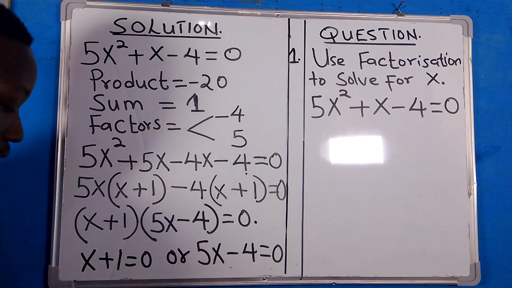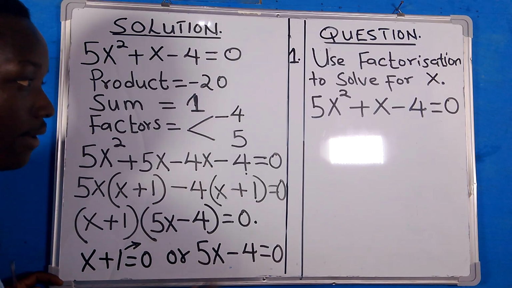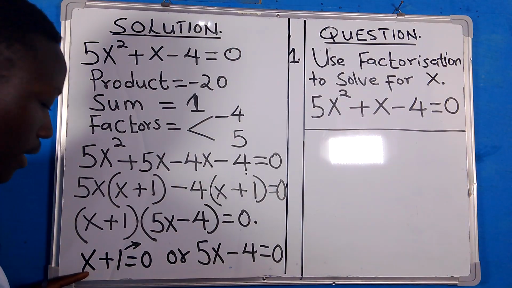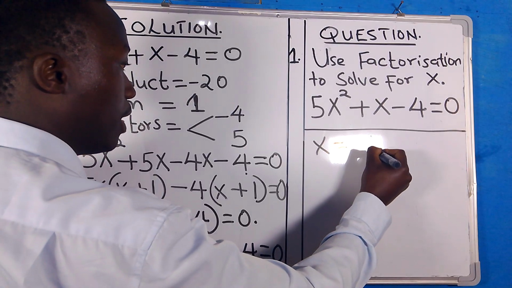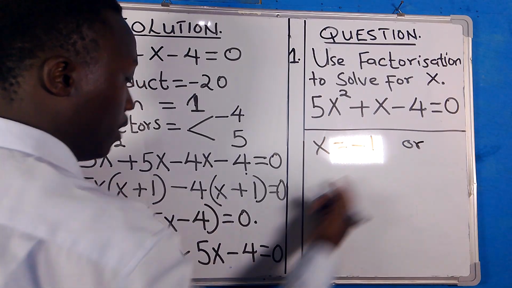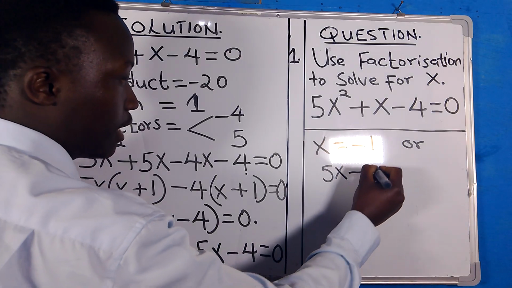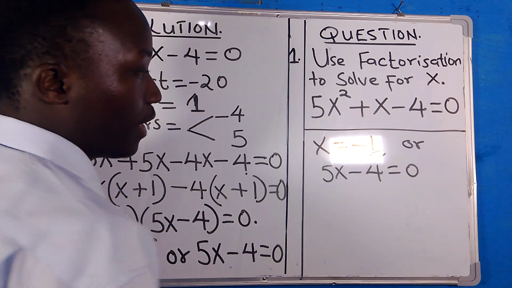So by having that, we now take our positive 1 to the other side of the equal sign. X will be equal to negative 1. Or let's solve this one, 5x minus 4 is equal to 0. So this is the first value of x.